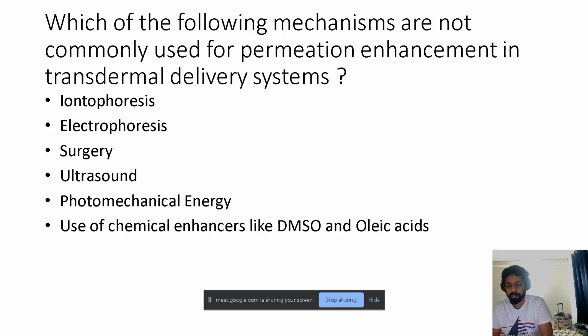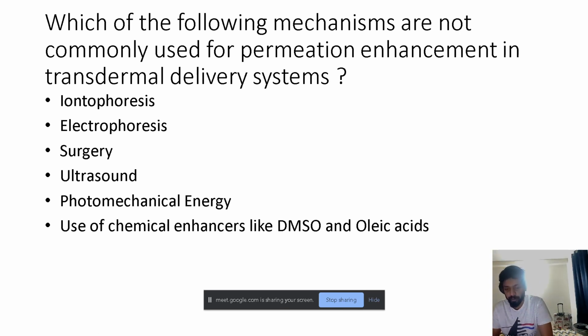Which of the following mechanisms are not commonly used for permeation enhancement in transdermal delivery systems? Is it iontophoresis, electrophoresis, surgery, ultrasound, photomechanical energy? Option E. Okay, I haven't labeled the options, A, B, C, D, E. So you're saying photomechanical energy.